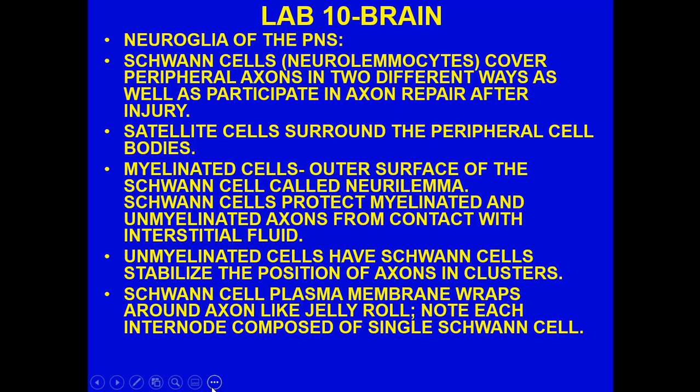The Schwann cell plasma membrane wraps around an axon like a jelly roll, just wraps layer upon layer upon layer. But as it's wrapping, the cytoplasm that is inside of that membrane gets kind of squeezed out. So all you have is really just cell membrane wrapping around and wrapping around. And this is referred to as an internode.